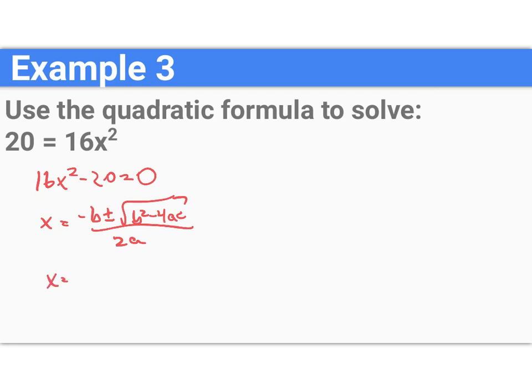So x equals negative of 0. I'm putting my zeros in just to get myself some practice. Minus 4 times a. c is negative 20, all over 2a. There it goes. 4 times 16 times 20.